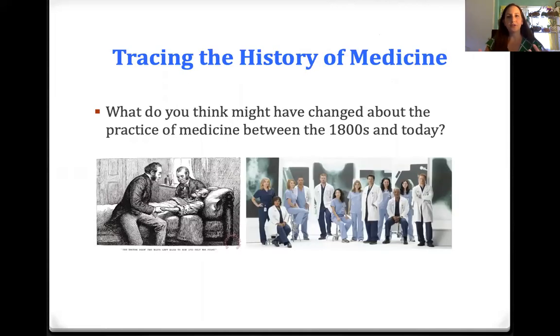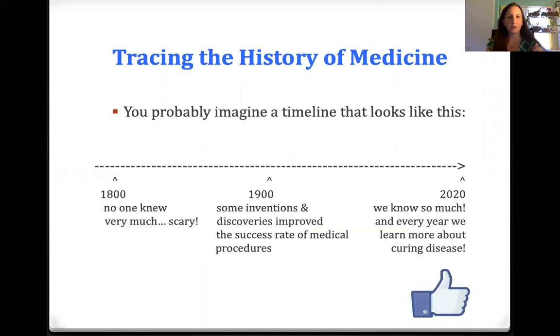So what do you think might have changed about the practice of medicine between the 1800s and today? Since unfortunately we can't meet in person, I don't get to ask you and hear what you have to say, but I imagine for a lot of you, you imagine a timeline that looks something like this. In 1800, no one knew very much. Scary. In 1900, some inventions and discoveries probably improved the success rate of medical procedures. And now it's 2020, Jetsons era. We know so much, and every year we learn more about curing disease.